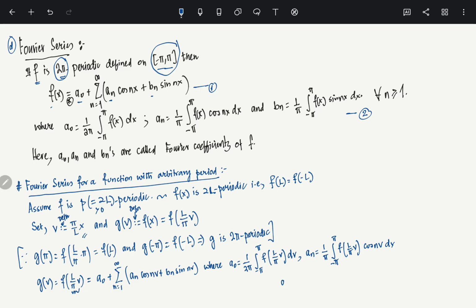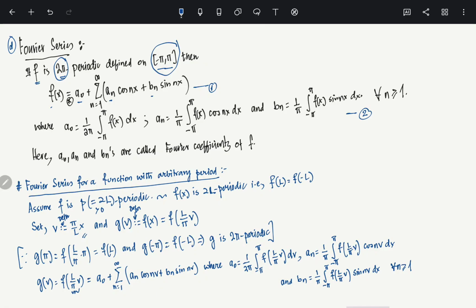And bn you have to define as 1 by pi, integral from minus pi to pi. This is g of v, which is f of L by pi times v, and then you have sine of nv. Clear? You remember, it will be g of v times sine of nv. So this holds for all n greater than or equal to 1. Okay, so this is what we get for an arbitrary period.